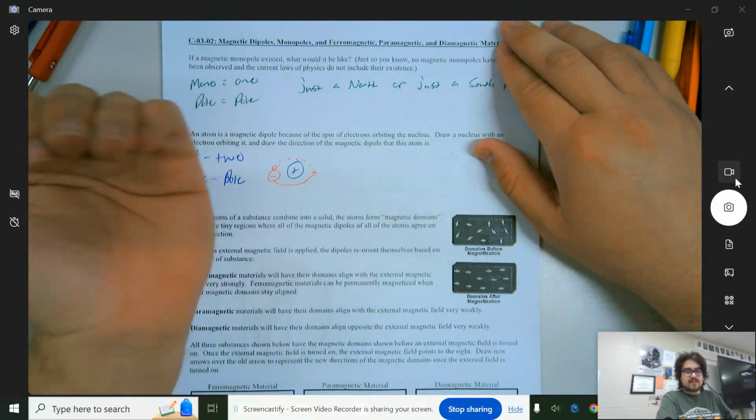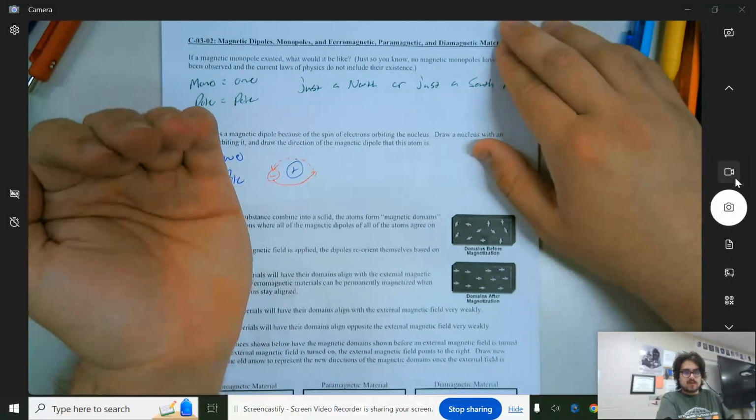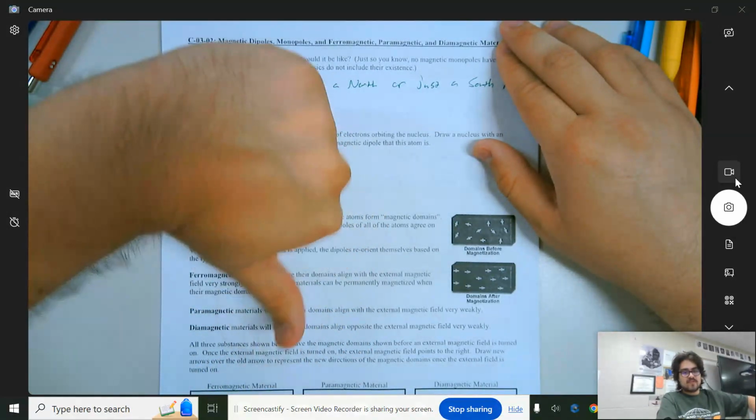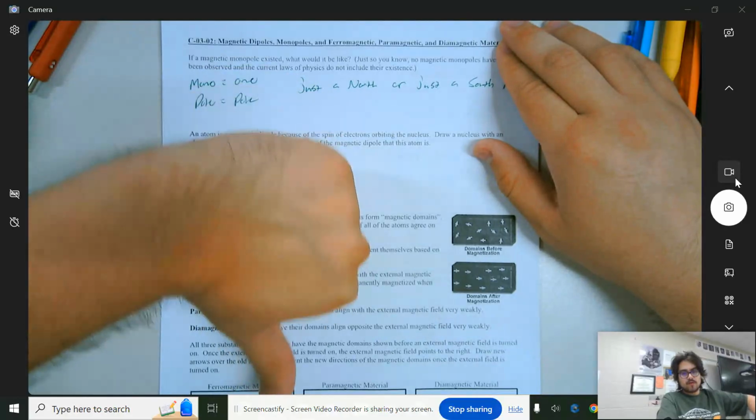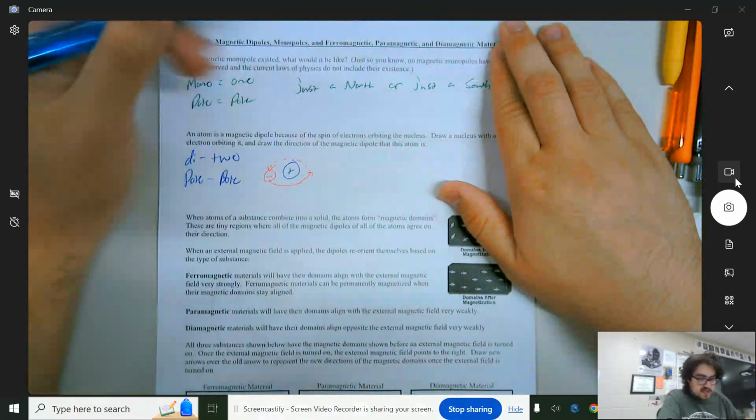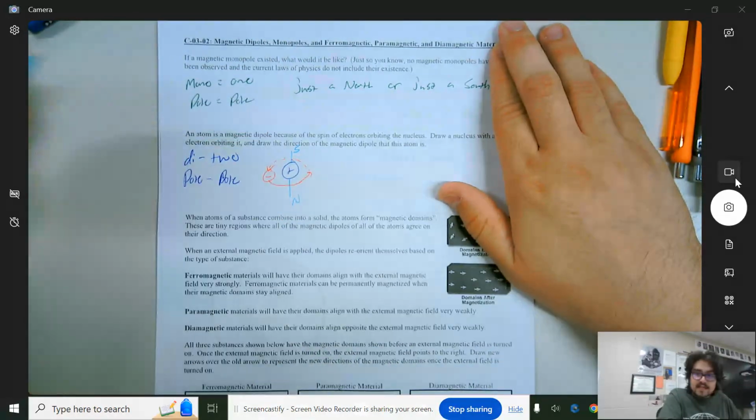So what's going to happen is if it's orbiting into the page, out of the page, I curl my fingers in the direction of its orbit, okay? And then my thumb points in the direction of the North Pole. So we would see that right here is actually the South Pole going up and the North Pole going down, okay?